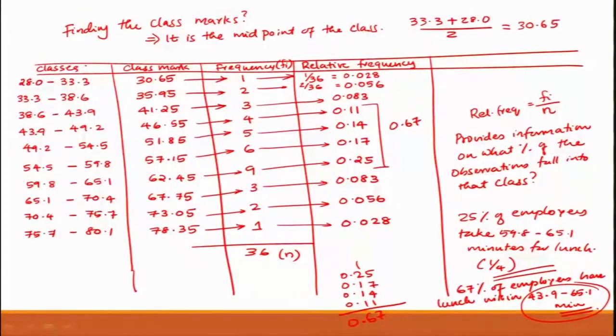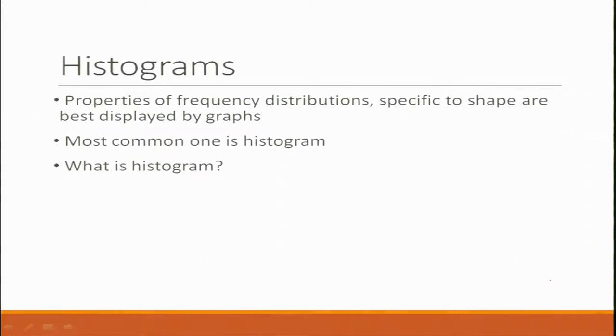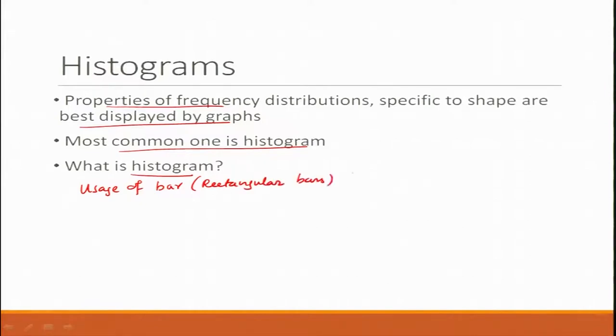Okay. Now, obviously, the question that we have to ask is, why is this an important thing? The important thing is, once you have this frequency distribution created, the easiest way to display it is with the help of a graph. The most common graph is what we call a histogram. And what is a histogram? A histogram is a usage of bar or rectangular bars to demonstrate patterns in the frequency distribution.